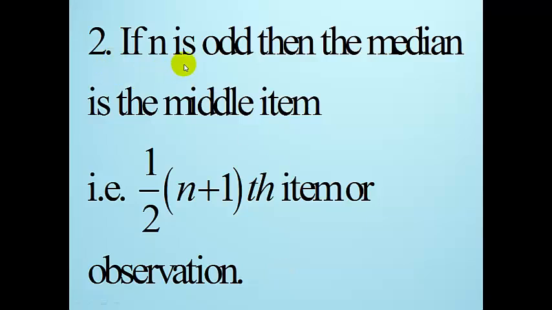Then 2. If n is odd, that is the number of terms. If n is odd, if the number of terms n is an odd number, then the median is the middle item. That is half n plus 1 item or observation.